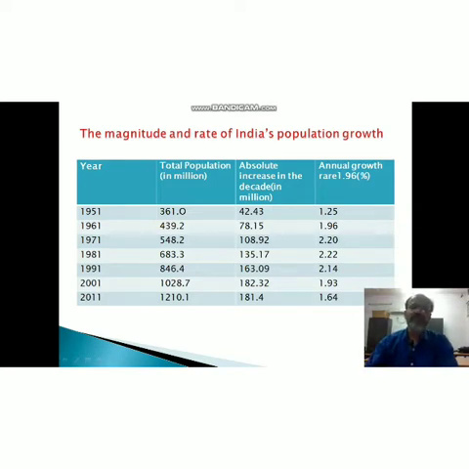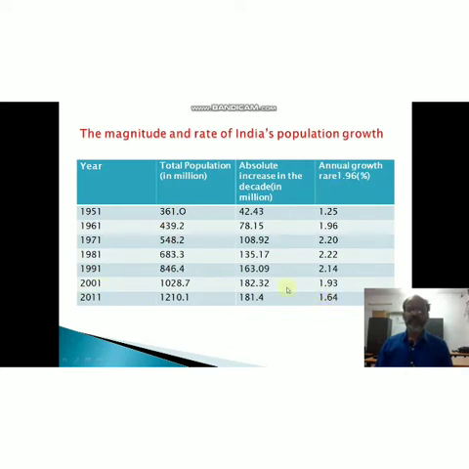You will see the annual growth rate is declining after 1981. In 1981 it is 2.22. Then in 1991 it became 2.14, and in 2001 it becomes 1.93. And in 2011 the total population in million is 1210.1. The absolute increase in the decade is 181.4. You will see the absolute increase is increasing and the annual growth rate is decreasing.